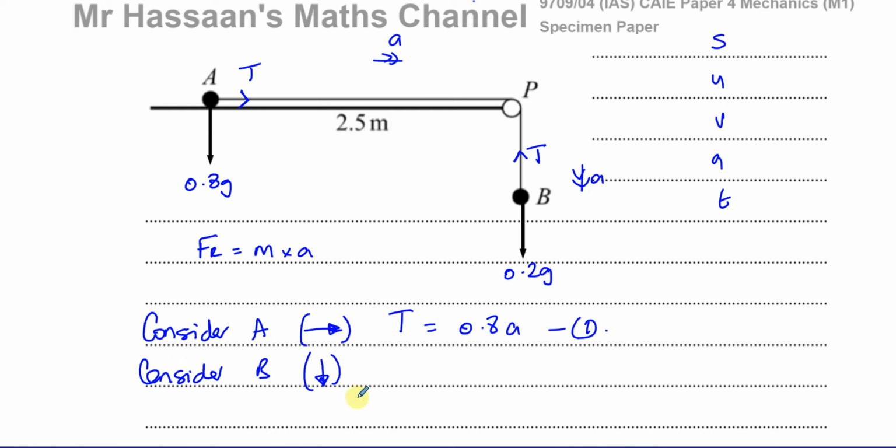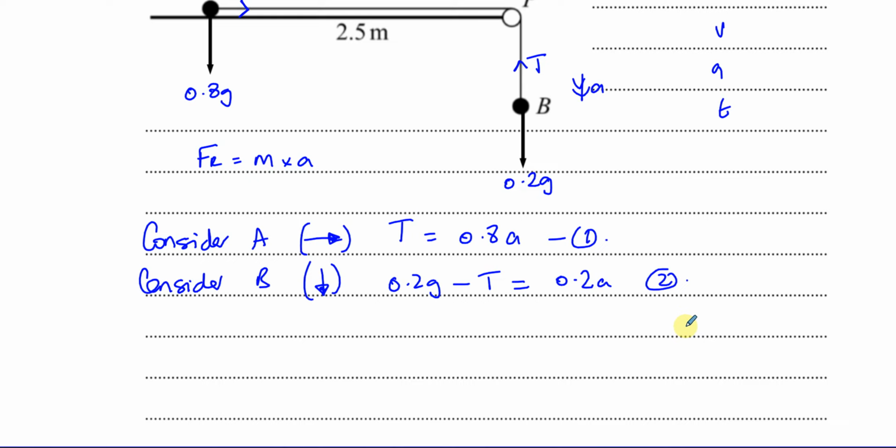So if we resolve taking down as positive, the resultant force will be 0.2 G minus the tension, and that's equal to 0.2 times A, and that's the second equation. So we have these two equations, and we can solve them simultaneously by either substitution or by just adding the two equations together, because T will be eliminated and we'll find what A is.